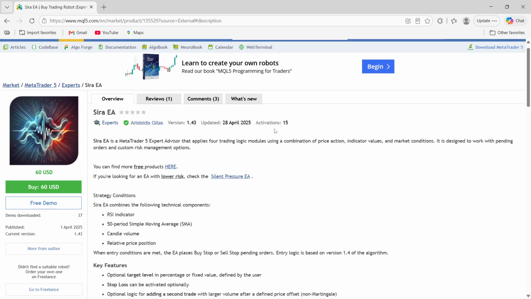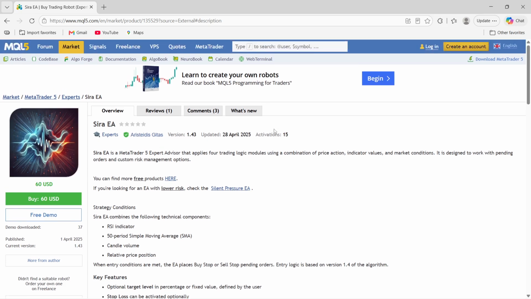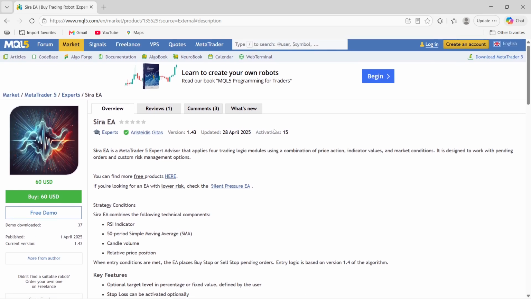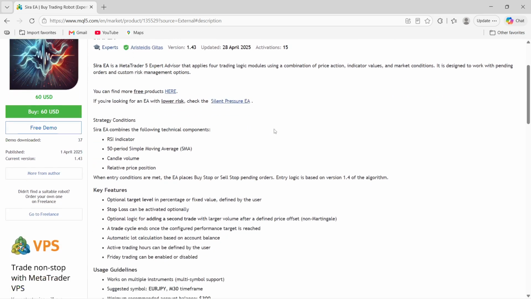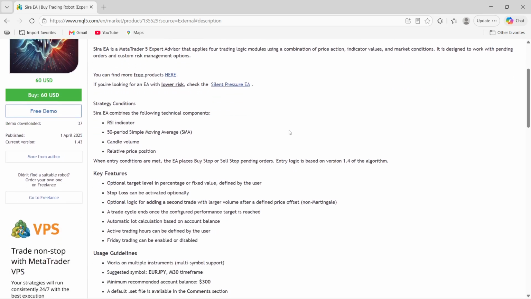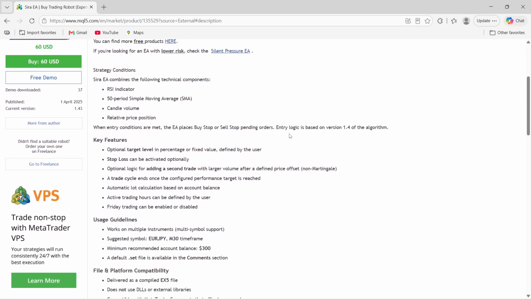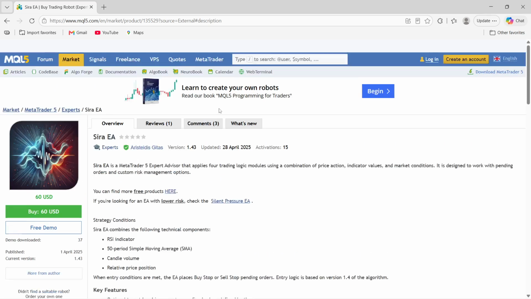But the thing is, when you actually read the description carefully, there's a bit more going on. It's not pure safe trend following, like some might assume from the screenshots. There's a recovery element built in, and that changes the entire risk profile. So let's walk through exactly what the developer says this EA is doing.